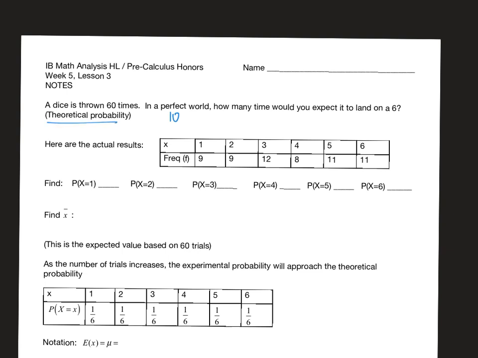That's called theoretical probability, again, in a perfect world. But here are some actual results. It didn't land 10 times on every number. Some of them were a little bit less, a couple of them were a little bit more.